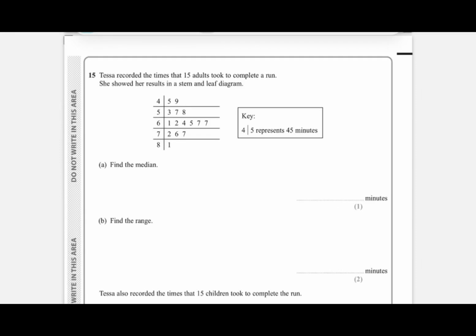Hello. So in today's video, we'll be solving question 15 on the GCSE Maths Foundation Paper 1 paper. It's a non-calculator paper, so we will not be using our calculator. Feel free to pause the video and give it a go.